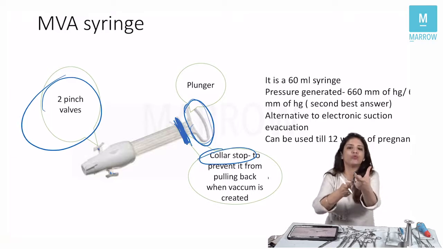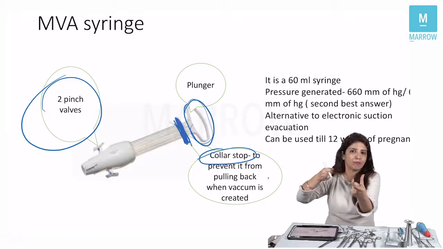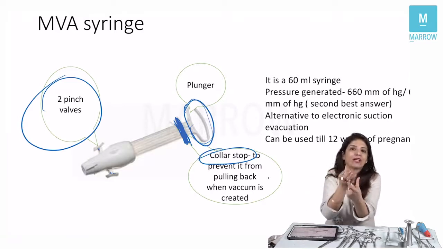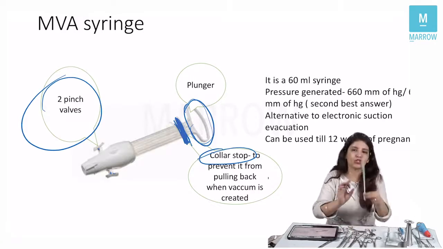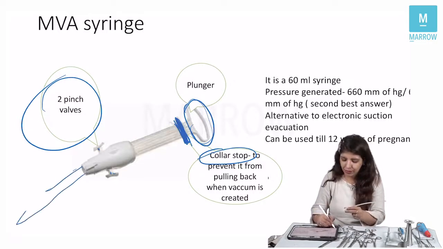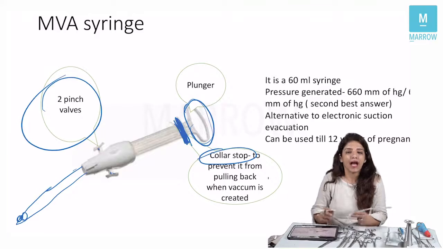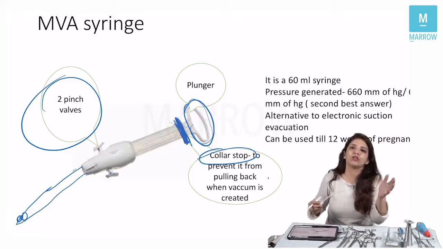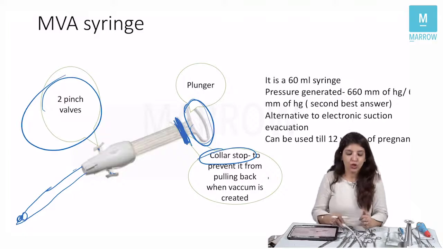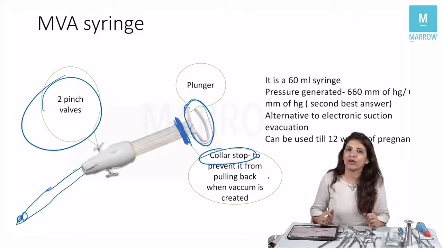First you are going to close the pinch valves and pull the plunger back so that vacuum is created inside this MVA syringe. This is called charging of the MVA syringe. Once you are done with this, you are going to attach the Karman's cannula at the tip and release the valves. When you release the valves, the vacuum will be transferred and the products of conception are going to come out, right? So this is how you use a manual vacuum aspiration syringe.